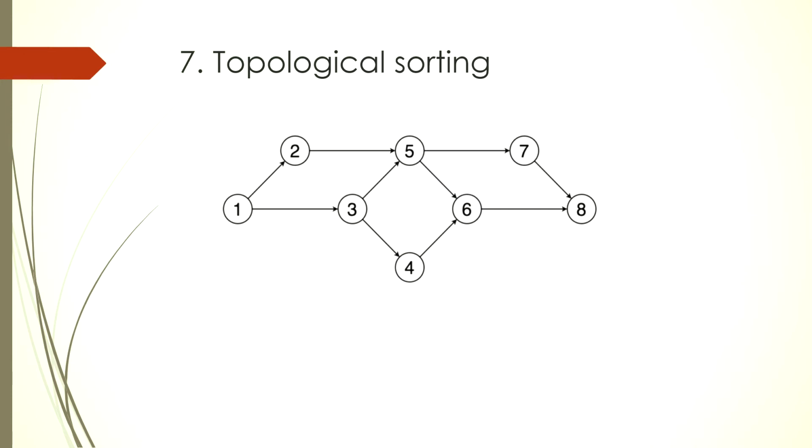Number 7, topological sorting. Topological sorting of a graph is a linear ordering of its vertices so that for each directed edge UV, in the ordering vertex U comes before V. Figures show examples of topological ordering of vertices.